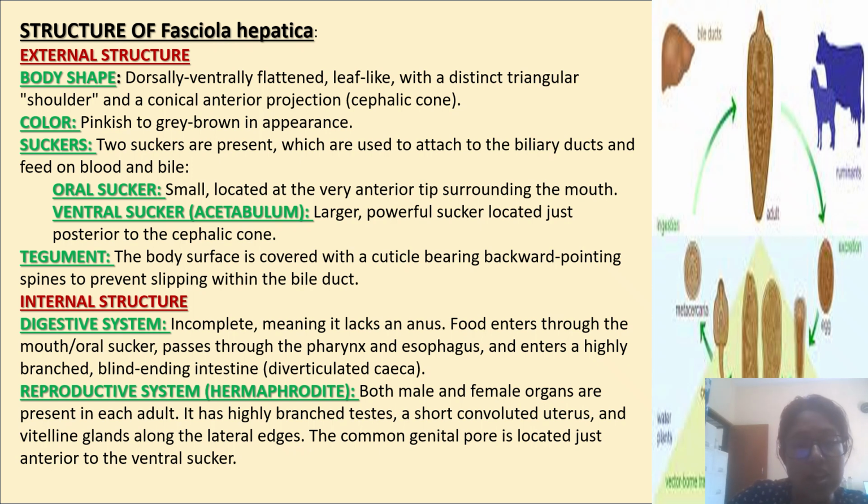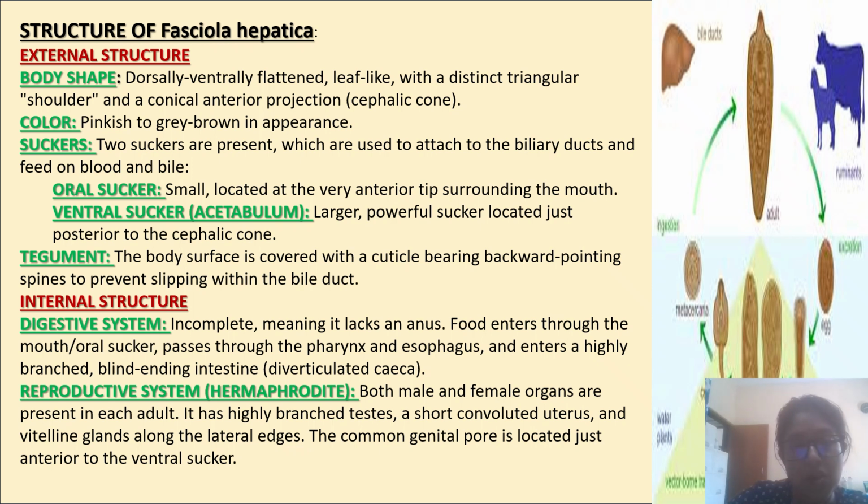Next, internal structure of this fluke. Digestive system: incomplete, meaning it lacks an anus. Food enters through the mouth or oral sucker, passes through the pharynx and esophagus, and enters a highly branched blind-ending intestine that is called diverticulated ceca.